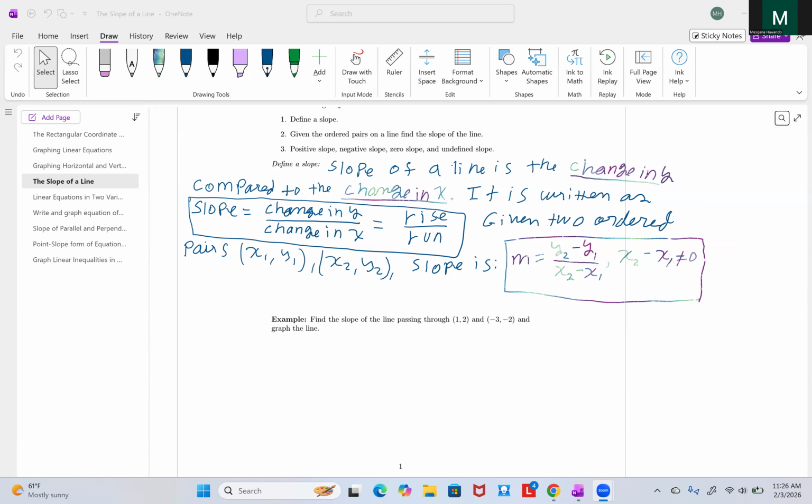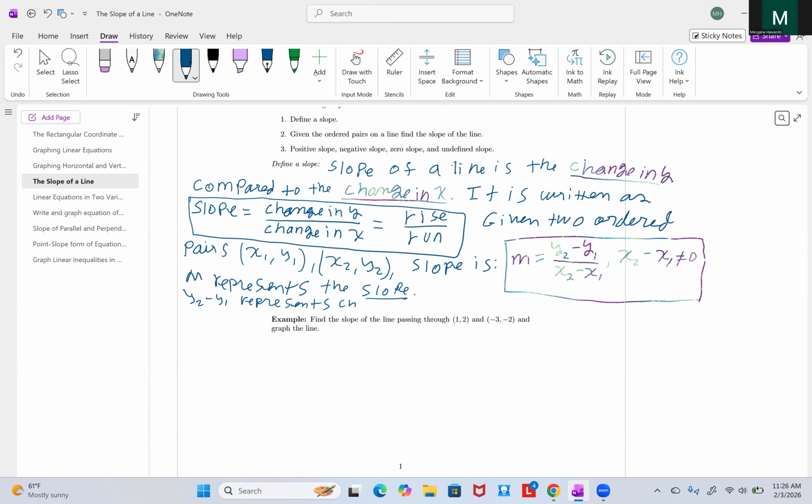Here, m represents the slope. y2 minus y1 represents rise, or change in y. x2 minus x1 represents change in x.